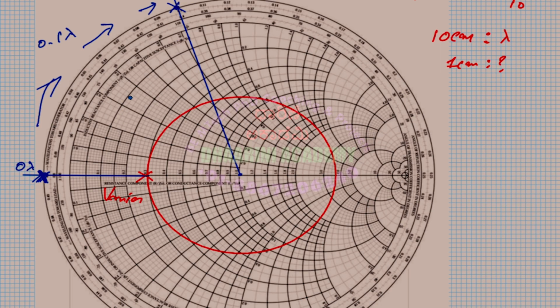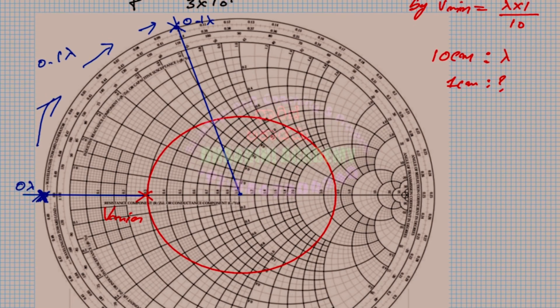Now, this value itself is 0.1 lambda. So I moved 0.1 lambda towards this. Okay, so that means where is the new Z, right? The ZL will be this one, correct? This is ZL, correct? So that is ZL. Can you read out how much you are getting on your graph? I'll just write that value over. You have both real and the imaginary.